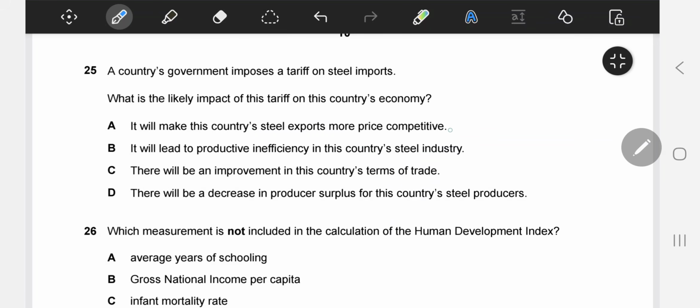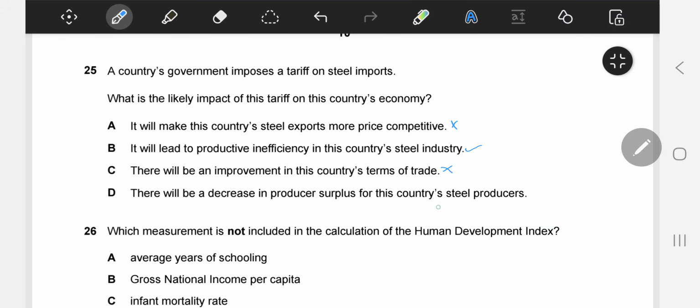Because they're not giving them a subsidy, this one is not going to happen. It will lead to productive efficiency in the country's steel industry. Without competition from abroad, this is likely to happen. There will be an improvement in the country's terms of trade, probably not. There will be a decrease in producer surplus for the country's steel producers.